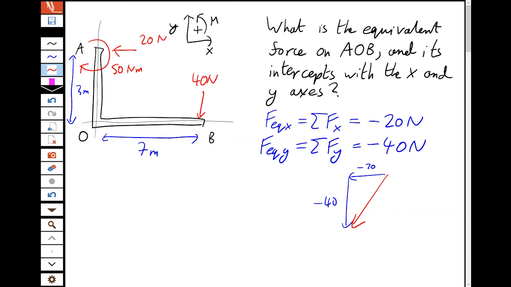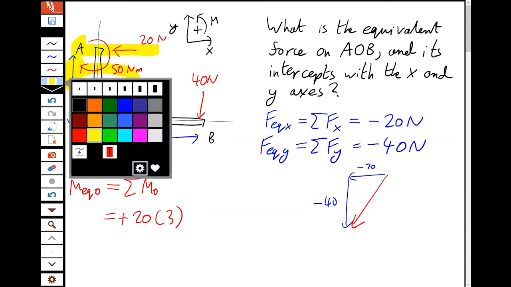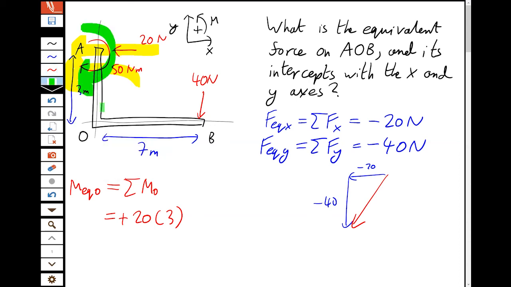So now let's take the equivalent moment around the origin, because we're going to need that for our calculations. So that's the sum of all the moments around the pivot of the origin, which is, we have 20 newtons, a perpendicular distance of 3 meters away, and that would be turning counterclockwise around the pivot, which is positive. Then we have 50 newton meters right there. That's a moment. A moment is a moment. It has no distance. Ah, the romance. So we don't need to multiply that by anything, and that's clockwise, which is negative.